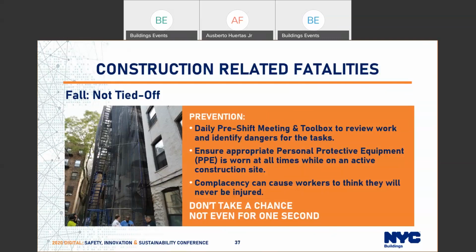As a reminder, complacency can cause workers to think that they will never be injured. Please don't take a chance, not even for 1 second. This worker removed his harness for a short amount of time, but ultimately lost his life because of it.